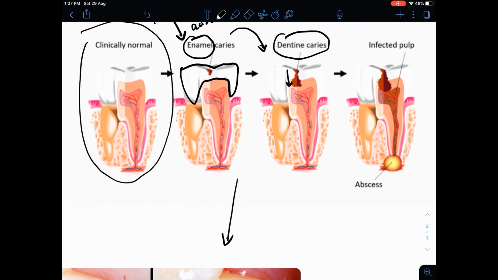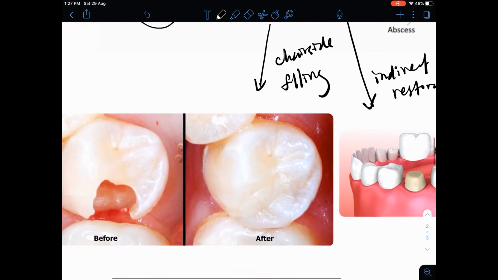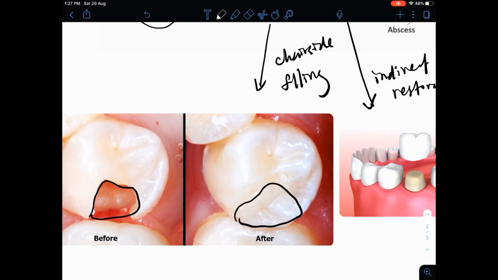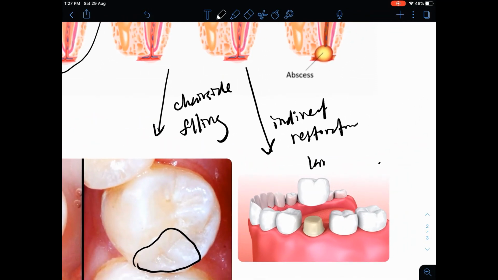For enamel and dentinal caries, they are treated by two options. One is chair-side filling. The other is known as indirect restoration. For a chair-side filling, the dentist has to remove the infected tooth structures and replace the lost tooth structures with a simple filling. However, if the cavity is too large, the dentist may indicate a crown restoration to restore lost tooth structure.